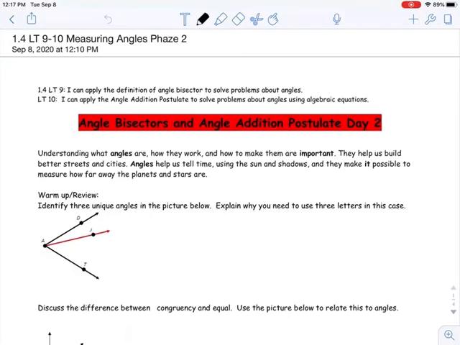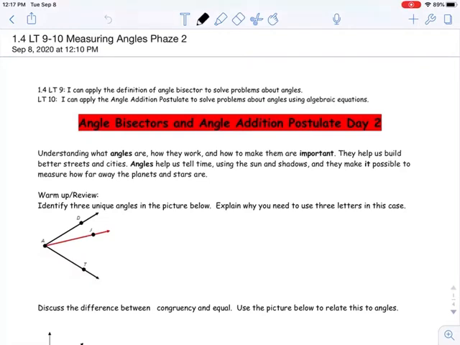Alright, so we just read the iBook notes, and we got a good understanding of what's going on. Furthermore, this stuff's a lot like segments. We've had segment bisectors or midpoints and the segment addition postulate. So it's really just extending what we were doing on segments into angles.